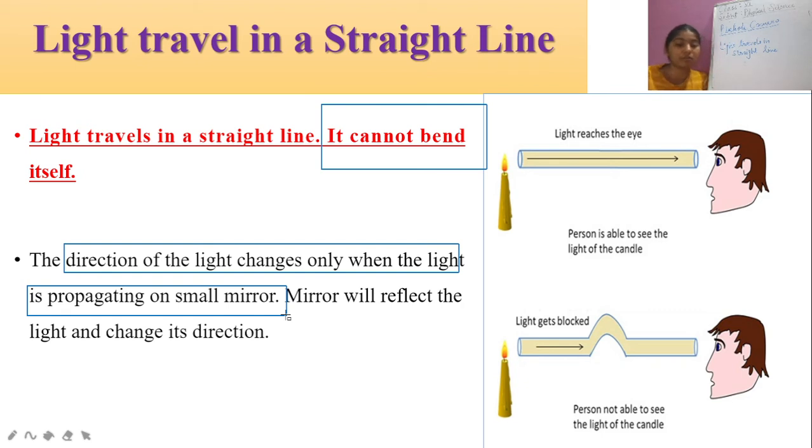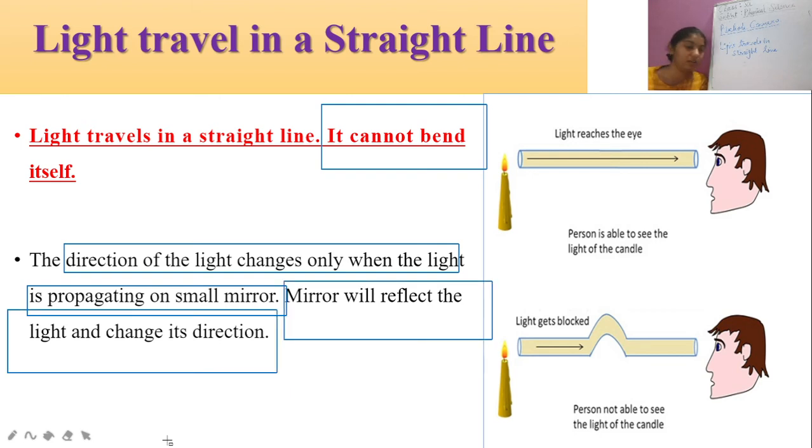Okay, so students, a mirror will reflect the light and change its direction. So that way, the mirror first reflects the light and then it will change the direction.